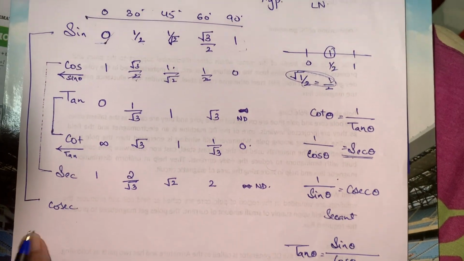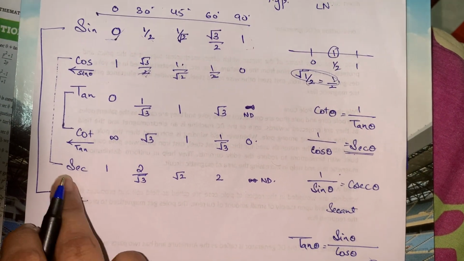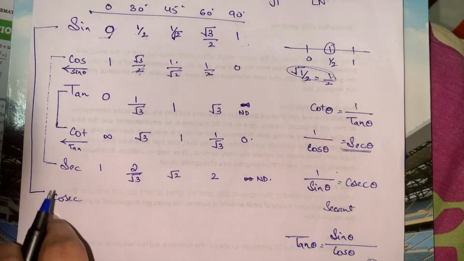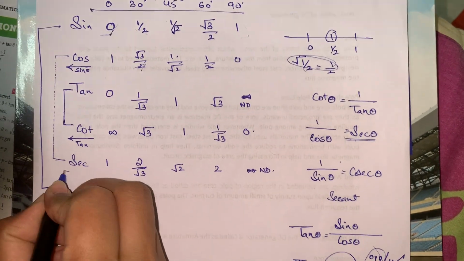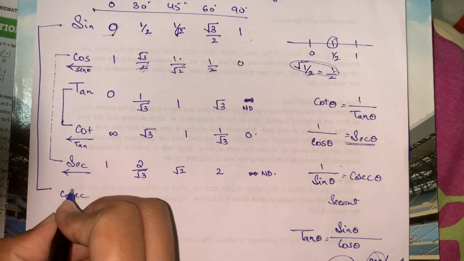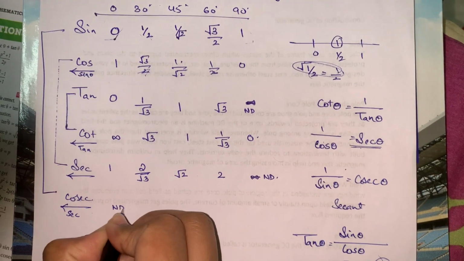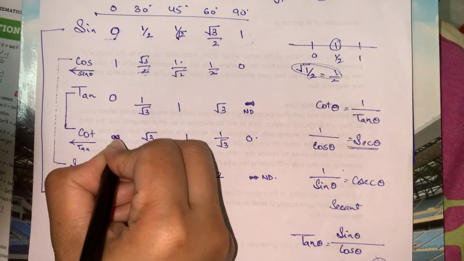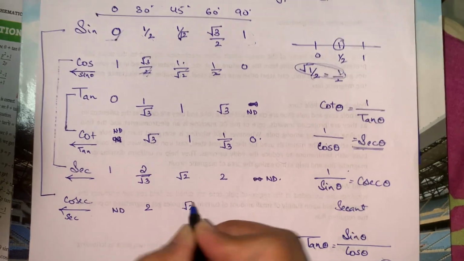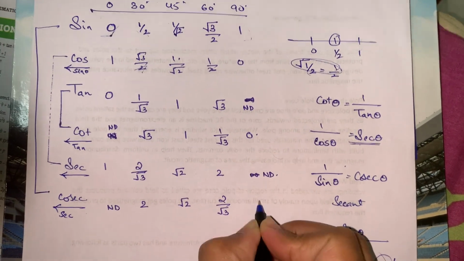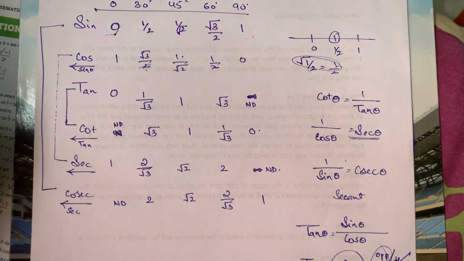Okay, it's not defined. Then what is secant? We found out. Now cosecant we have to do. Cosecant is inverse of this. Either you can go with the inverse of this or you can just write the reverse of secant. So whatever is there, not defined, goes in here. Here also it will be taken as not defined instead of infinity. And this goes 2 root 2, 2 upon root 3 and 1 is what I have here. This is how I fill the complete table for trigonometry.